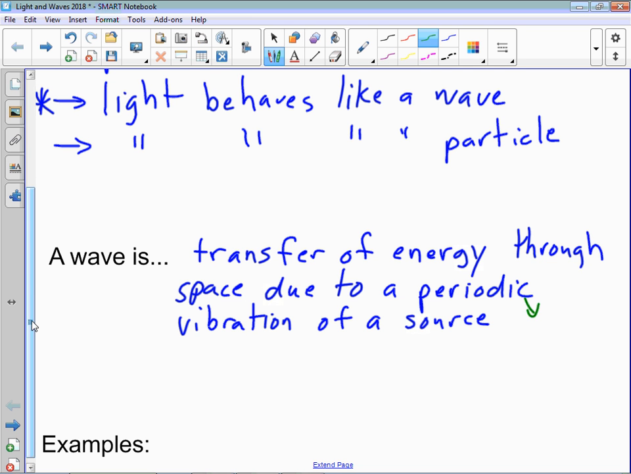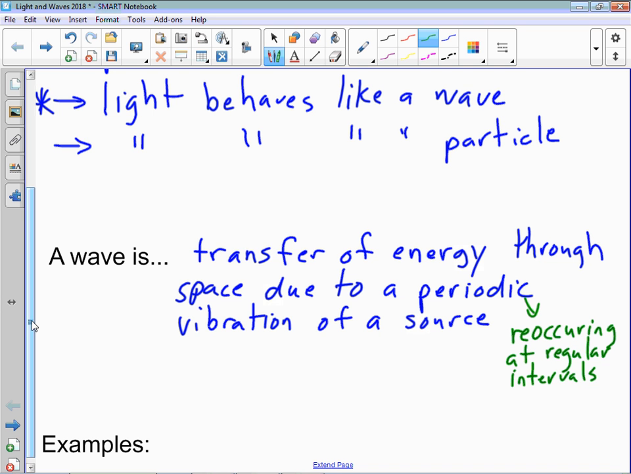And again, the whole idea of periodic means basically reoccurring at regular intervals.